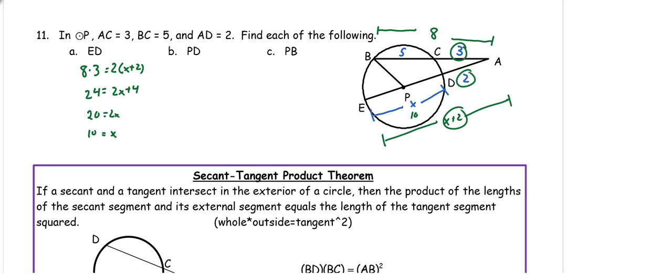If we know x is 10, ED is a diameter because it's a chord that's going through the center of the circle. So if we're looking for PD, these are both radii, which means it bisects the diameter into 5 and 5. PB is also a radius because it goes from the center to the circle, so that's also going to have a length of 5. Because remember that all radii in a circle are congruent.